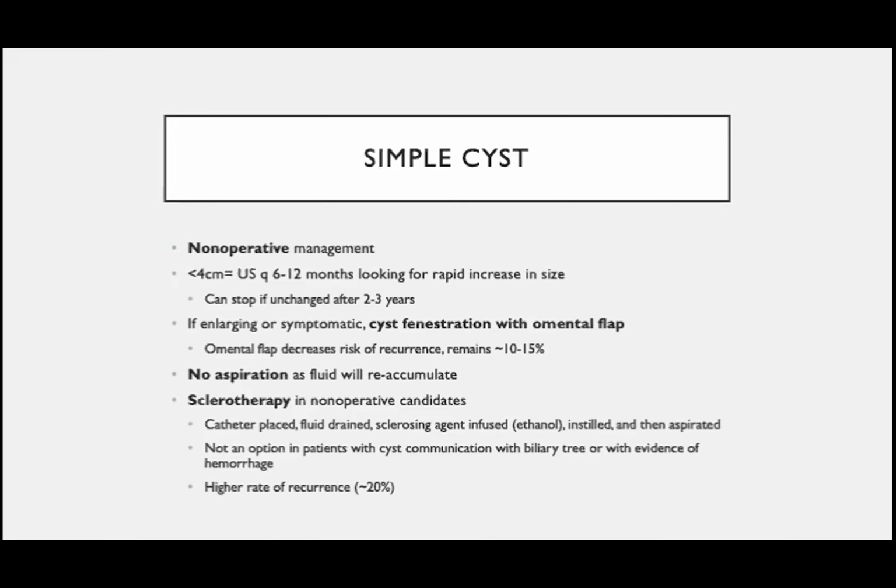According to the literature I saw, omental flap decreases the risk of recurrence, but it still remains around 10 to 15%. You don't aspirate these because they're just going to reaccumulate. If someone can't have surgery, you could try sclerotherapy, where you drain the fluid and put in a sclerosing agent like ethanol. It's not an option in patients with cyst communication with the biliary tree or with evidence of hemorrhage. It has a higher rate of recurrence than cyst fenestration itself.